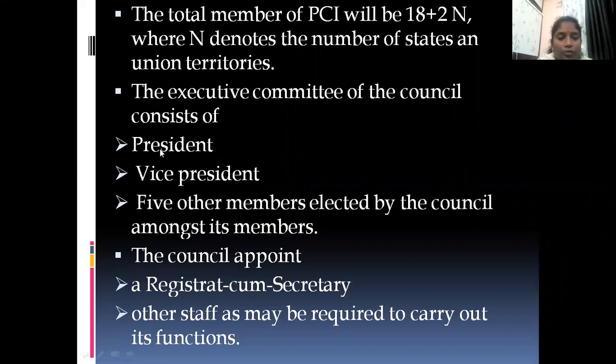So the president who will appoint this president means these PCI members only appoint this president. Okay, so elected by these members only, and the vice president also. And not only the president and vice president, the other 5 executive members also will be elected by the council among its members only.